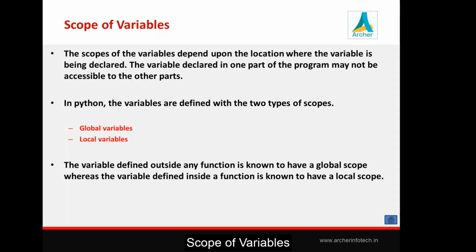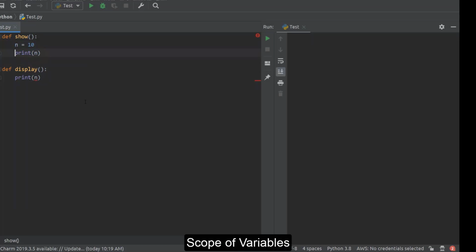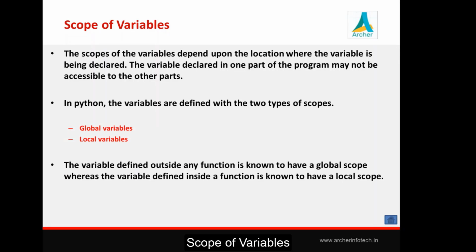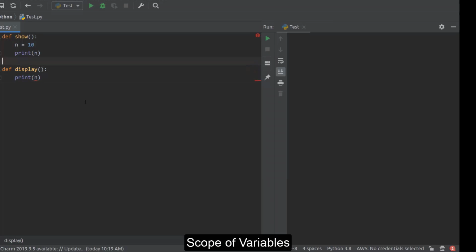So the scope of a variable depends upon the location where the variable is being declared. Okay, so the variable is declared inside show function, so we can access it inside show function only. You can't access it outside show function because the scope of that variable is local to show function. Now in Python, variables are defined with two types of scopes: global variables and local variables. So this is a local variable what we have written right now.